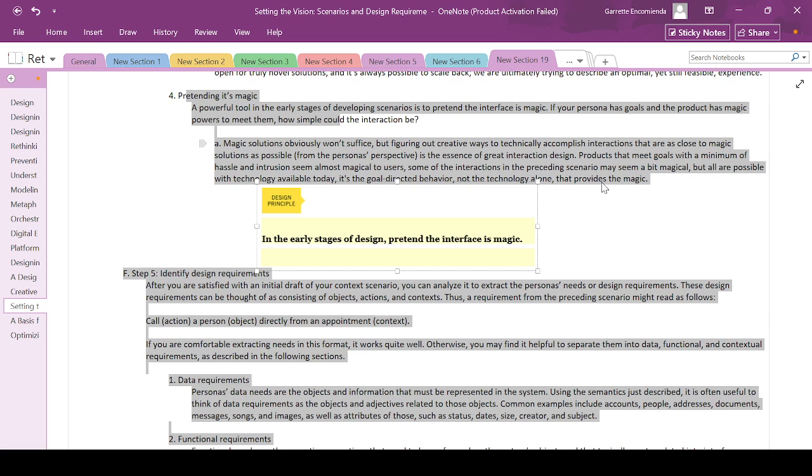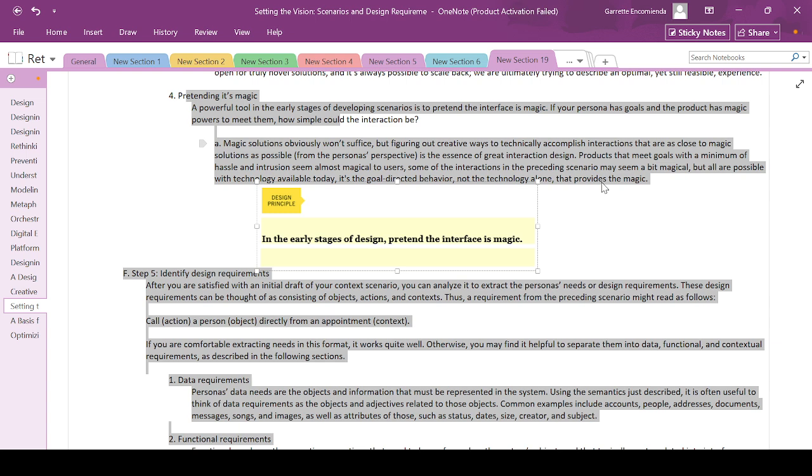So that is actually the essence of interaction design: removing as much as necessary, making it as little as possible, as simple as possible. Again, perfection is not adding more, but removing, and then trying to see where we can't remove anymore. That's the definition of perfection. Products that meet goals with the minimum of hassle and intrusion seem almost magical to users.